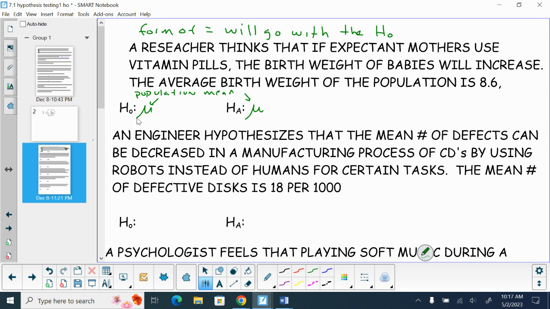So what you have here is you have a researcher. Okay, you have an established value of 8.6 pounds. The researcher says if expectant mothers take these vitamin pills, the birth weight of the child will increase. Now, when you're talking about birth weights of children, the more the child weighs, the healthier they feel the child will be.